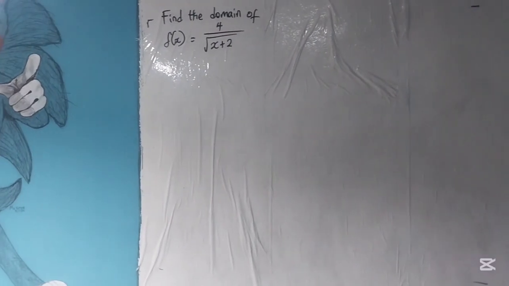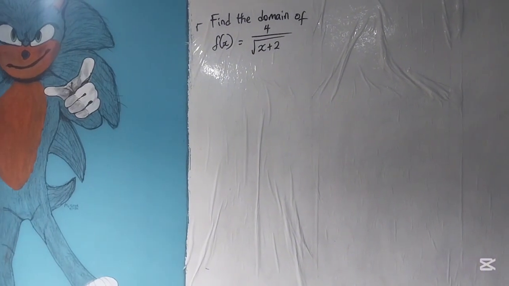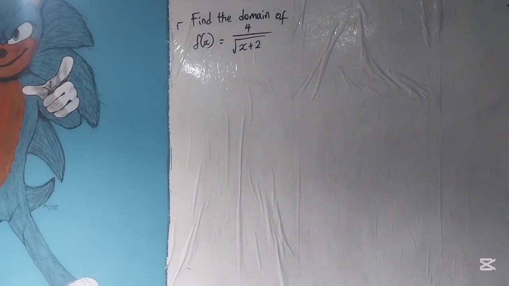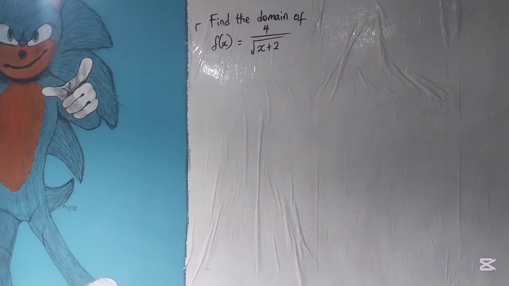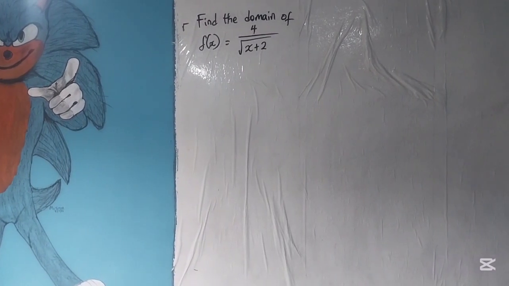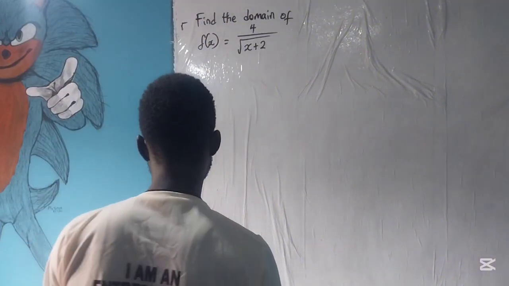All right, next question. We are going to find the domain of f of x equals 4 all over the square root of x plus 2. Now this one is quite simpler. You remember the laws of domain.